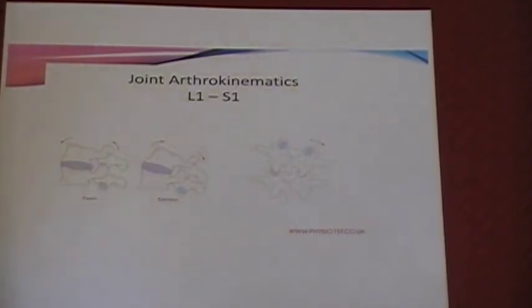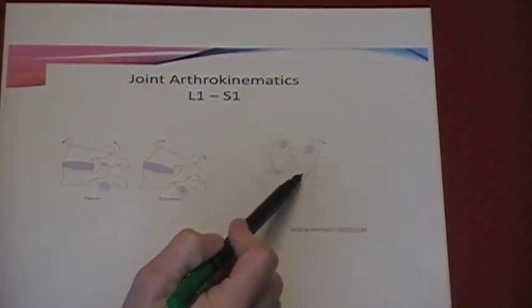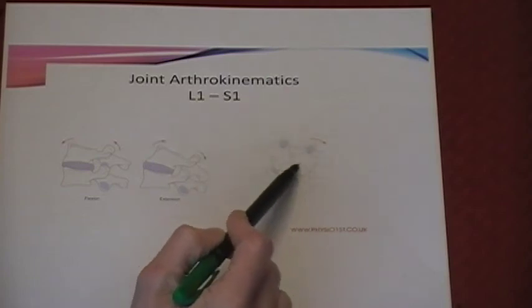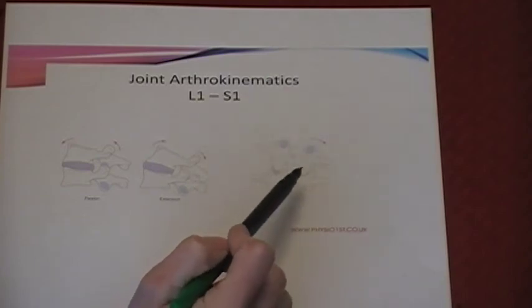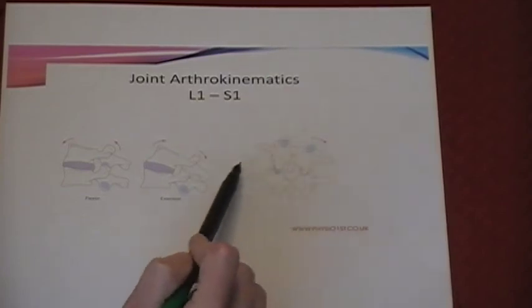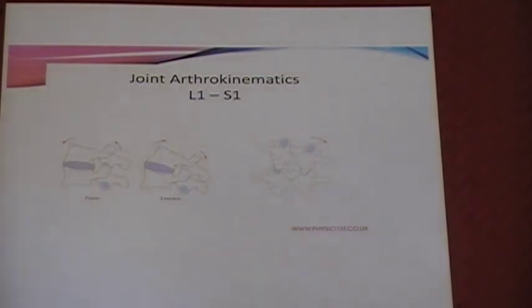Okay, so again, the zygapophyseal joints are the inferior facets of the superior vertebrae and the superior facets of the inferior vertebrae. Okay?